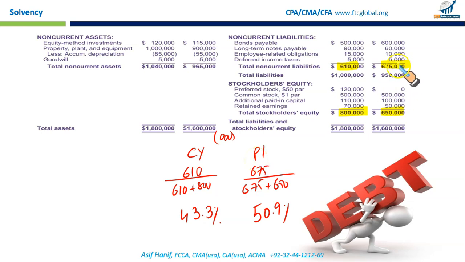Last year our non-current liability was 675 and the equity was 650. So 675 is what percentage of the total capital, non-current liabilities plus stockholders' equity? It was 50.9%. In the current year, it's 610 over 610 plus 800, that's 43.3%. So our gearing has decreased from 50.9% last year to 43.3%. And we just discussed that levels below 50% are considered acceptable. Anything higher than 50% means we are relying too much on long-term debt, which could be risky.